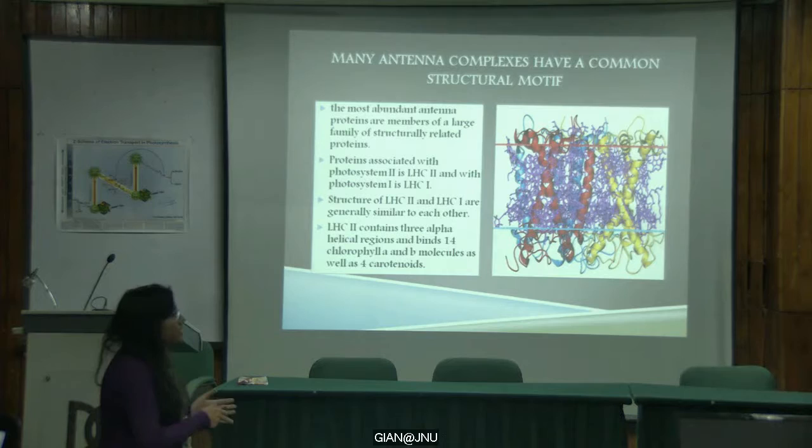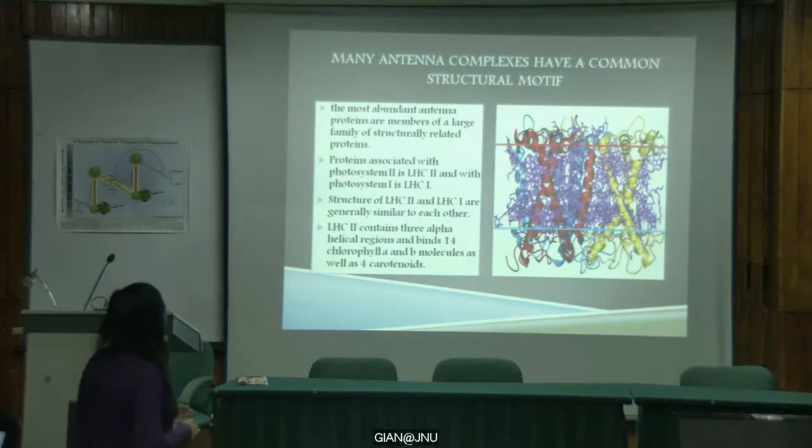Structurally, LHC2 and LHC1 are similar, and a crystal structure has been obtained of light harvesting complex 2. It contains three alpha helical regions that bind to 14 molecules of chlorophyll A and chlorophyll B as well as 4 carotenoids.